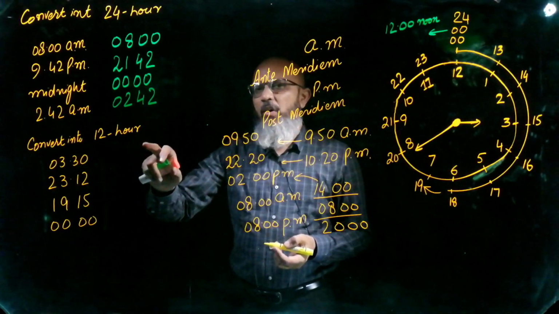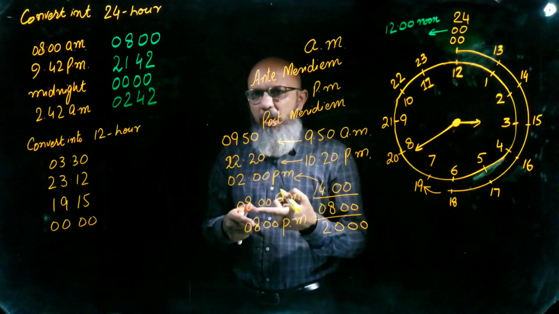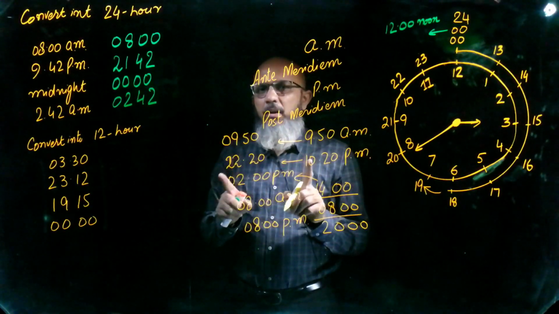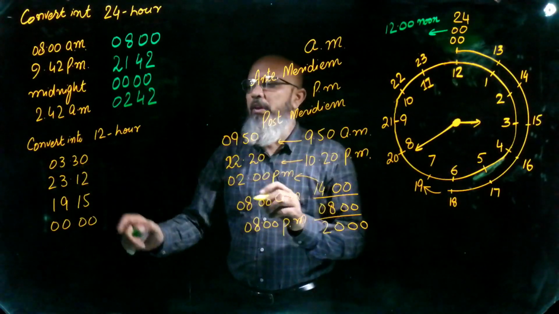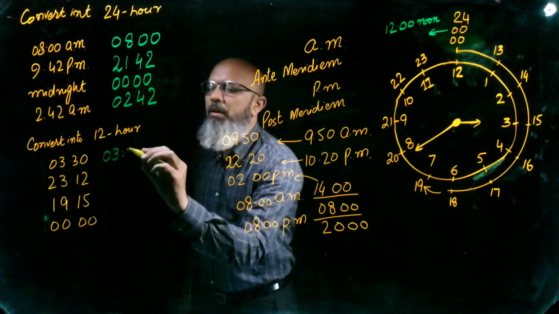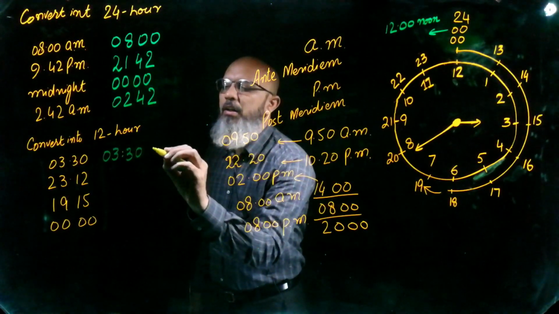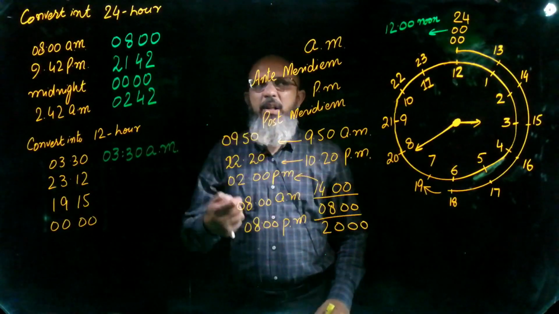Convert into 12-hour clock. So that is less than 12. If it is less than 12, we will not add or subtract anything. Simply I will write AM with that. Means 03:30 AM.